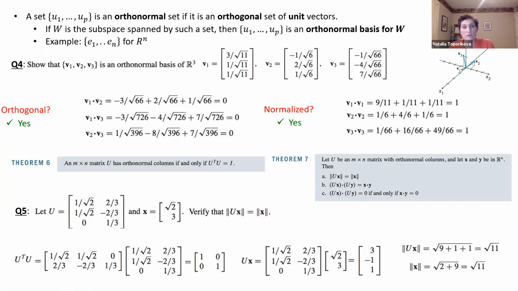Okay, now I would like you to go to the end of chapter 6.2 and try several exercises on orthonormal basis.